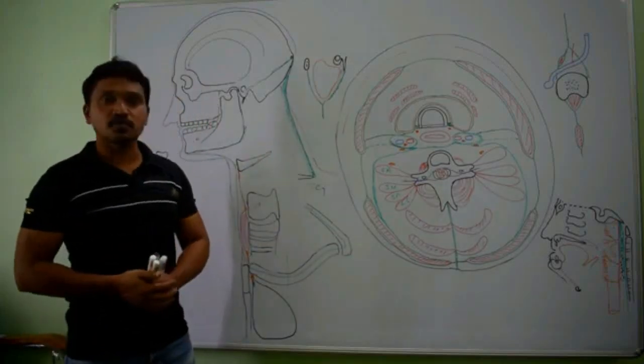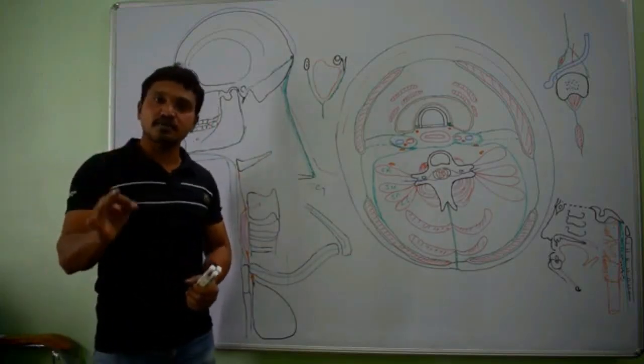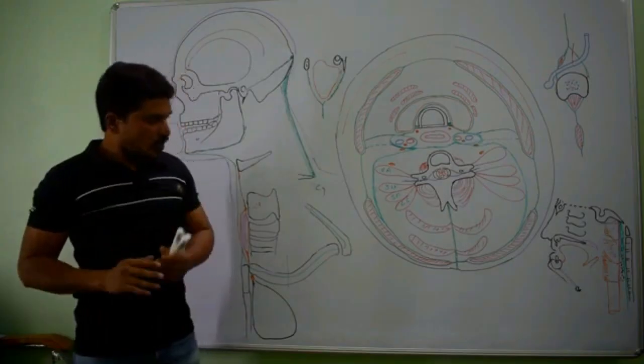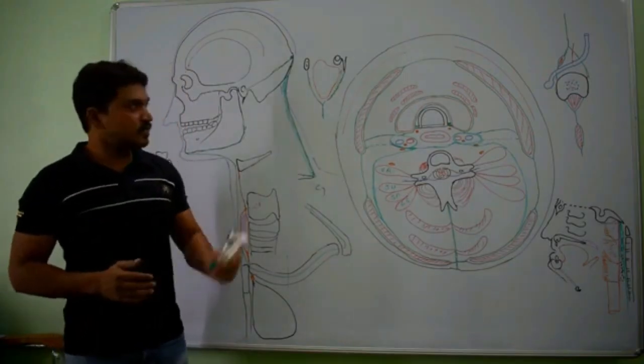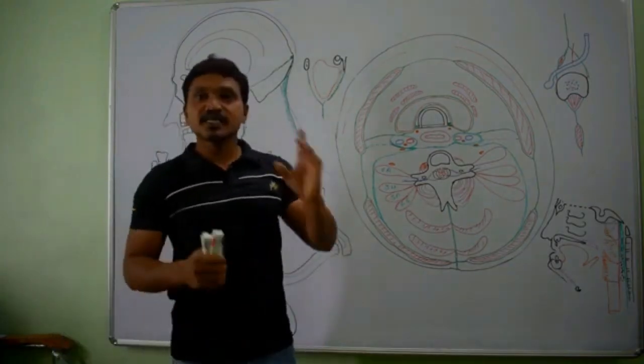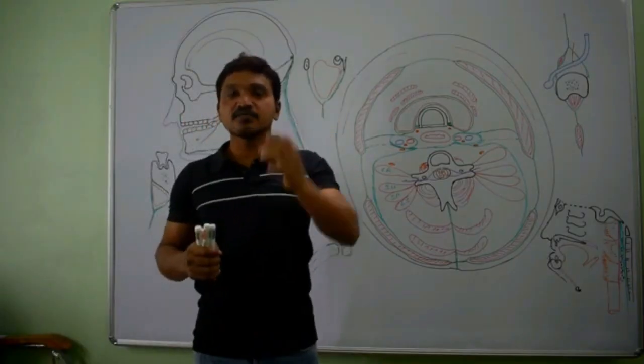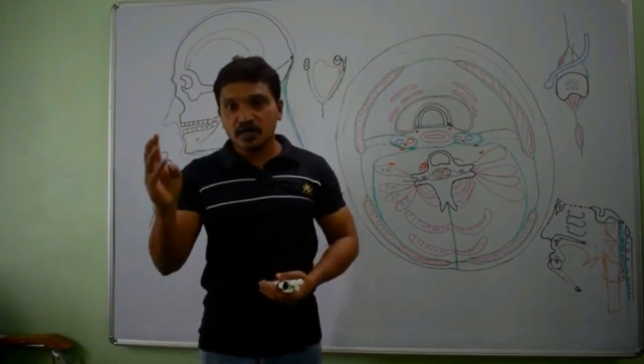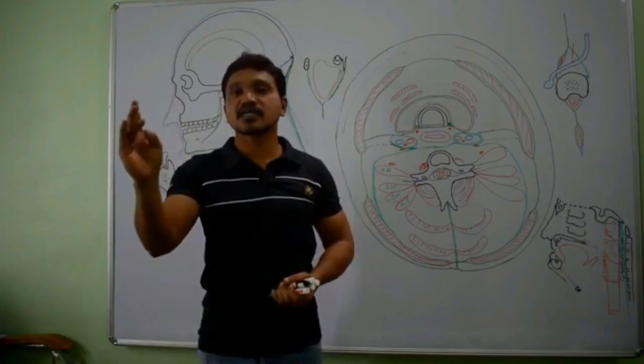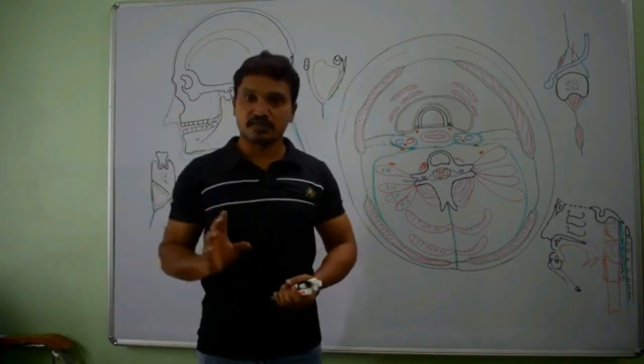Next we have to discuss about the carotid sheath. This is a very important short notes question. What is the carotid sheath? See, the carotid sheath is the fascial sheath which is covering the carotid system and internal jugular vein along with the vagus nerve, right?